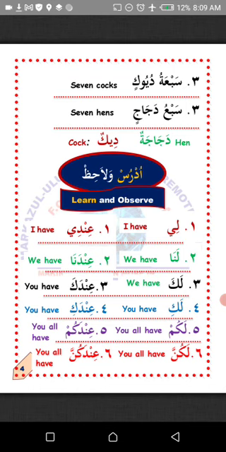La'alaka fahimt? I hope you understand. MashaAllah. So the singular form of dajaj is dajajatun, while the singular form of duyuk is dikun, rooster, cock. I hope you understand. MashaAllah. Udrus, learn. Walahis, and observe at the same time.